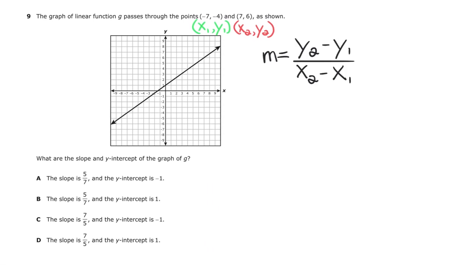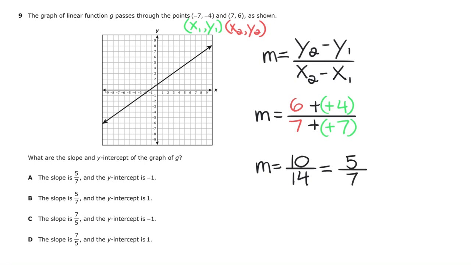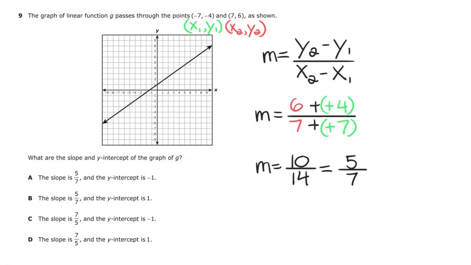Here we go. y2 minus y1 is 6 minus negative 4. x2 minus x1 is 7 minus negative 7. When we subtract a negative number, both those negative signs turn into plus signs. So we have 6 plus 4 divided by 7 plus 7. And that gives us 10 divided by 14, which is the number that we found from the graph. 10 over 14 is equal to 5 over 7, which is the same answer we got before. Amazing. And if this method is quicker for you, then this is the one that you should use.